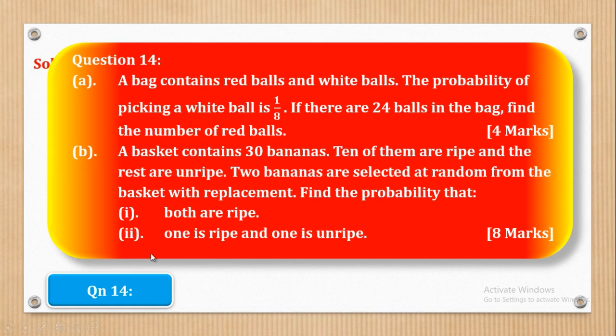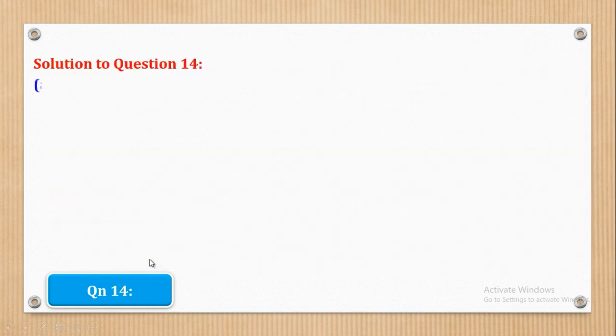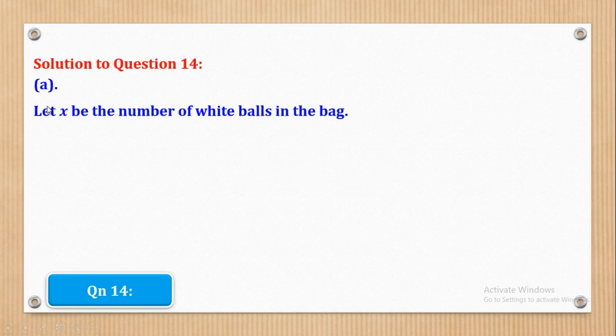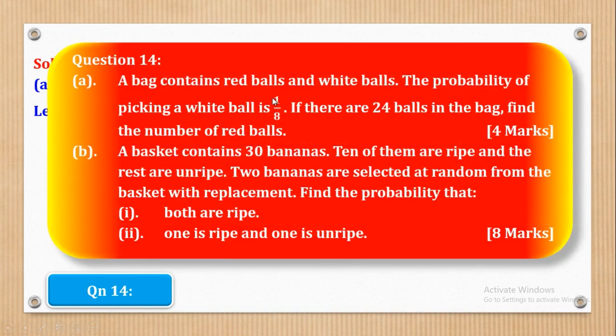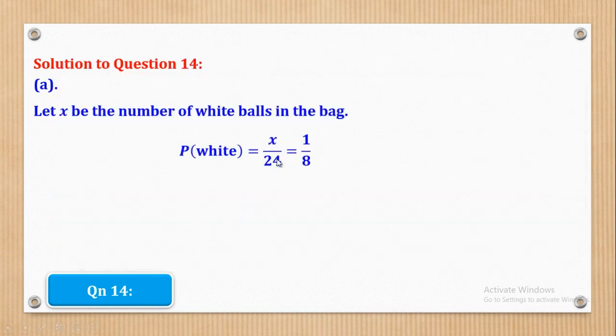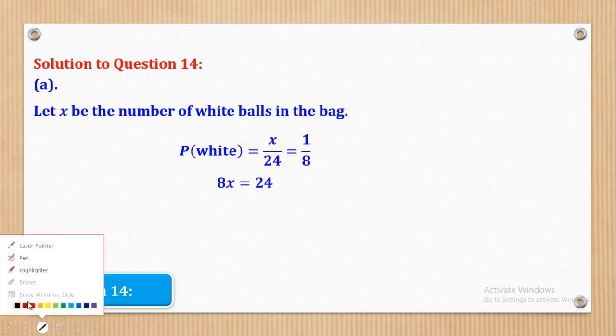So I think let's first start with part A. So part A shall say that let the number of white balls in the bag be X. That means that the probability of picking a white ball will be X over 24. But remember, we are given in the question that probability is equal to 1/8. So we shall say X over 24 will be equal to 1/8. Now when we cross multiply, we are going to come up with this.